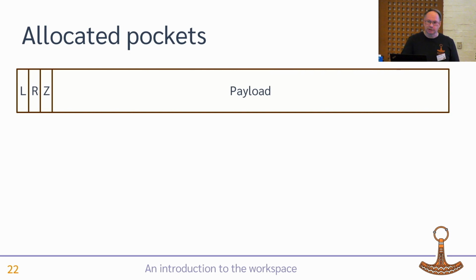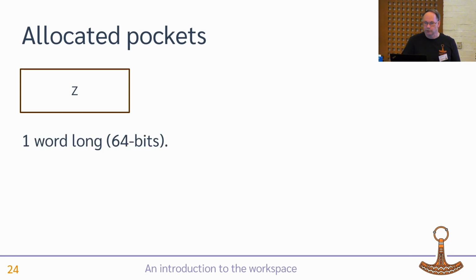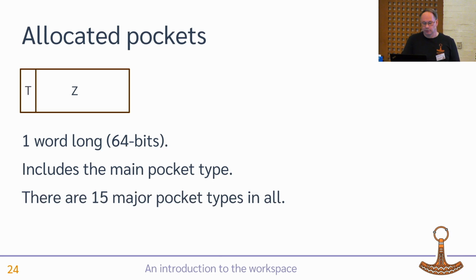there's a length field just the same as there was with a free pocket, and there's these two additional fields, this R and this Z, and then the payload, whatever is appropriate for that pocket. I'll come back to R. The Z field, Z stands for zones, and it's a single word in the workspace. It tells you what sort of pocket it is, and then the rest of it is pocket type dependent. And there's 15 major pocket types defined at the moment.